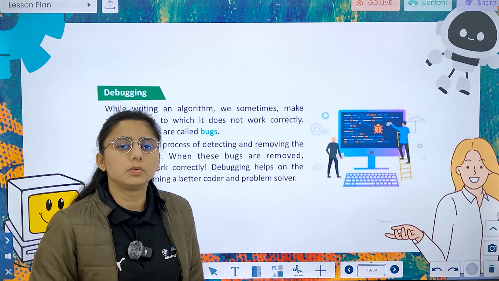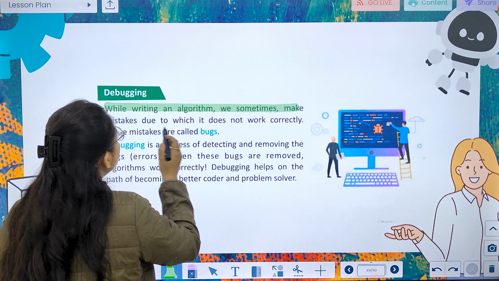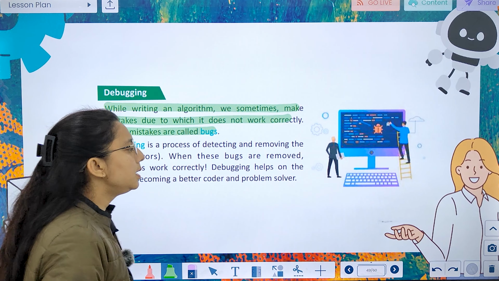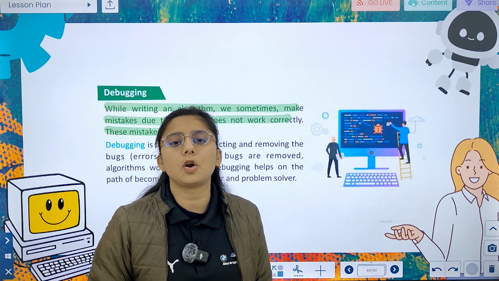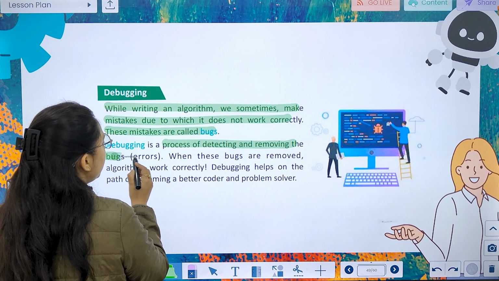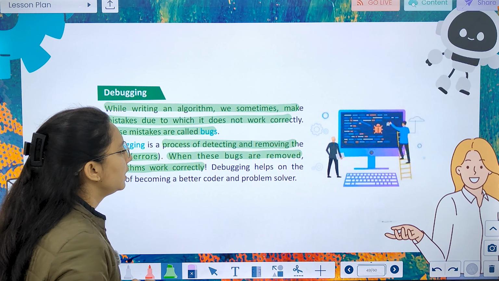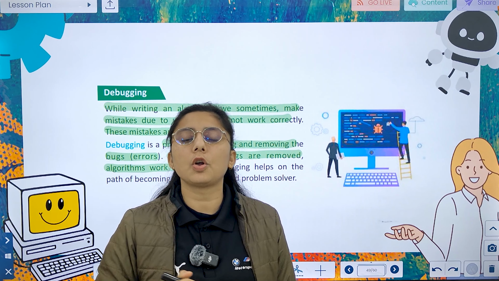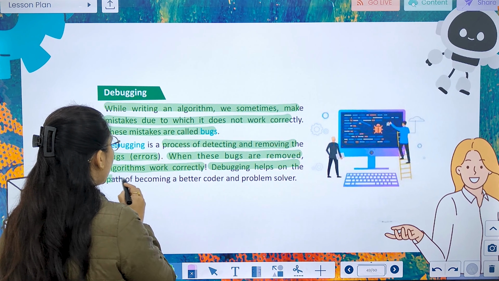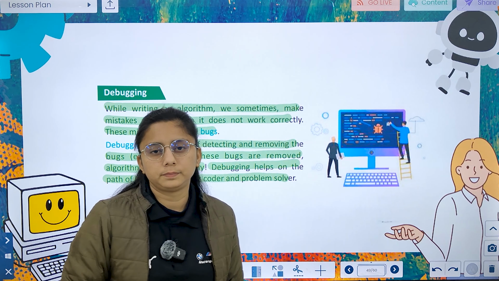Now, debugging. What is debugging? While writing an algorithm, we sometimes make mistakes due to which it does not work correctly. These mistakes are called bugs. Debugging is the process of detecting and removing bugs or errors. When these bugs are removed, the algorithm will work correctly. So, debugging helps on the path of becoming a better coder and problem solver.